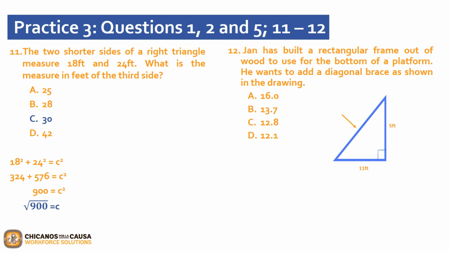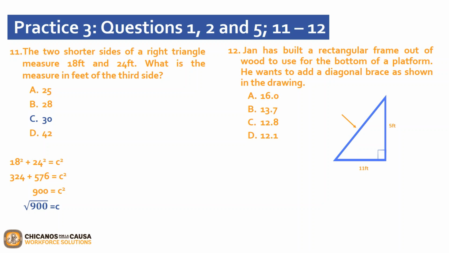Jan has built a rectangular frame out of wood to use for the bottom of a platform. He wants to add a diagonal brace as shown in the drawing. So we have here a right triangle with measurements of leg A and leg B, and he wants us to find the diagonal measurement because they want to install a diagonal brace. So for this case, we're also going to use the Pythagorean relationship formula, which is a squared plus b squared equals c squared. And once again, we're looking for the hypotenuse.